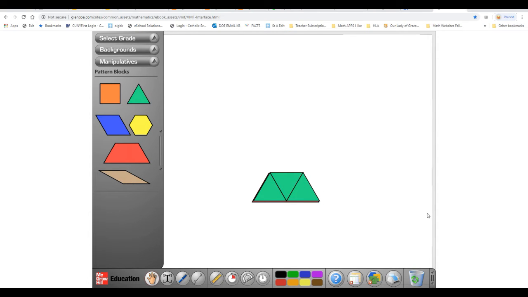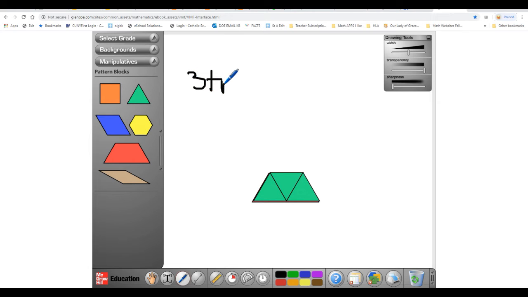Does that look like a trapezoid? It sure does. So how many triangles do we need for this trapezoid? Very good. We needed 3 triangles for this trapezoid. So for your assignment, you're going to do this in your notebook and you're going to write 3 triangles.